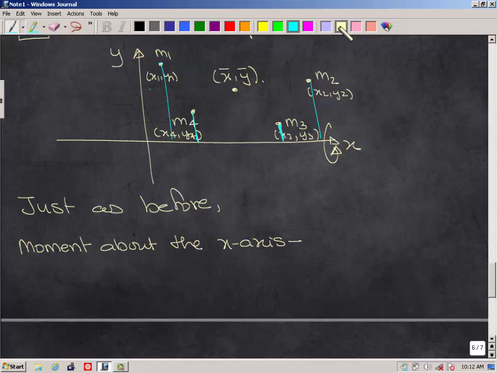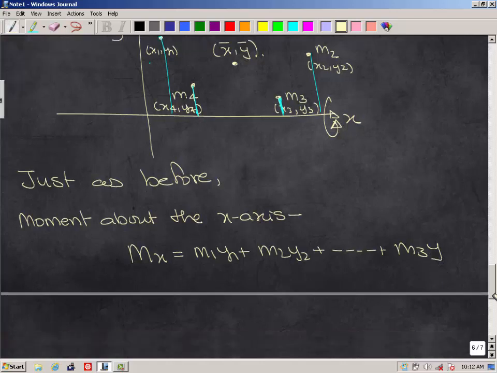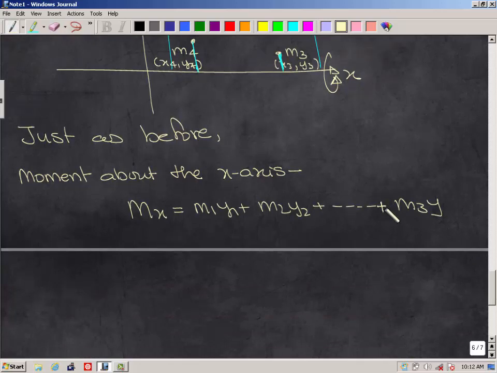In this case, keep in mind, I've only drawn four masses, but imagine we had n of them. So the moment would be given by this. We'll call it m sub x, which is m1 y1 plus m2 y2 dot dot dot plus m3 y3. Remember, moment is mass times the distance from the axis of rotation, or where it's going to rotate about. So in our case, m sub x is the summation from k equals 1 to n of m sub k y sub k. So that is moment about the x-axis.